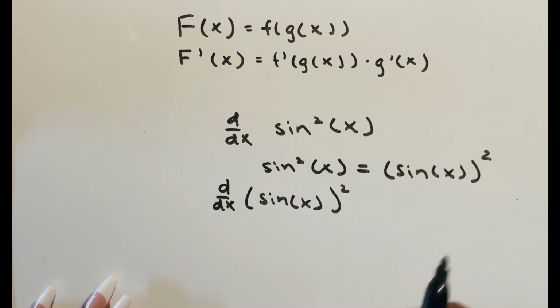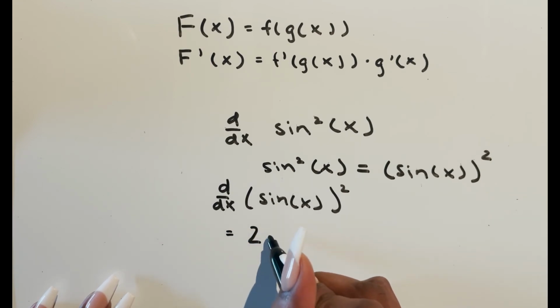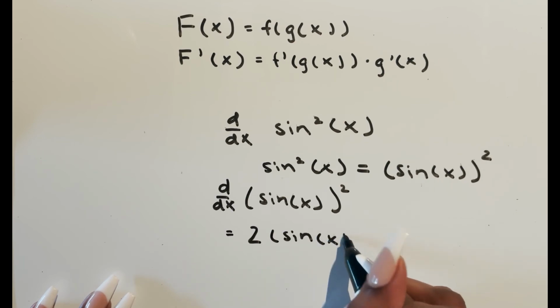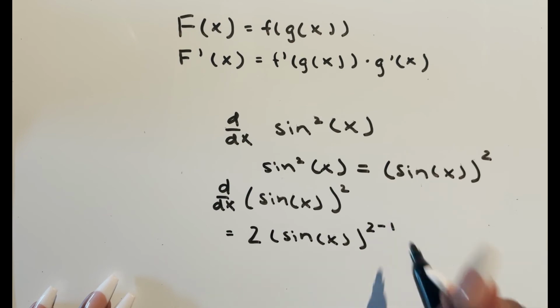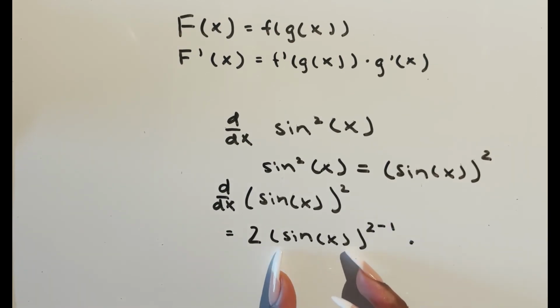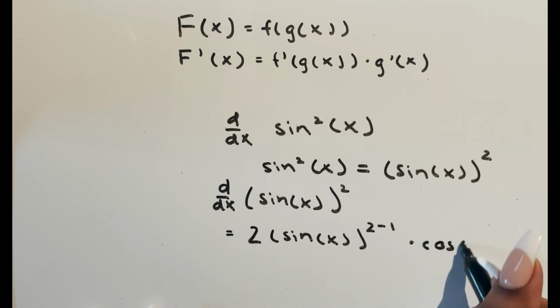We'll start by bringing the 2 to the front. We'll leave the stuff inside the parentheses, sine x, alone. And then we'll say 2 minus 1. We'll multiply this times the derivative of the stuff on the inside. So here we have sine x, and the derivative of sine x equals cosine x. So this is times cosine x.